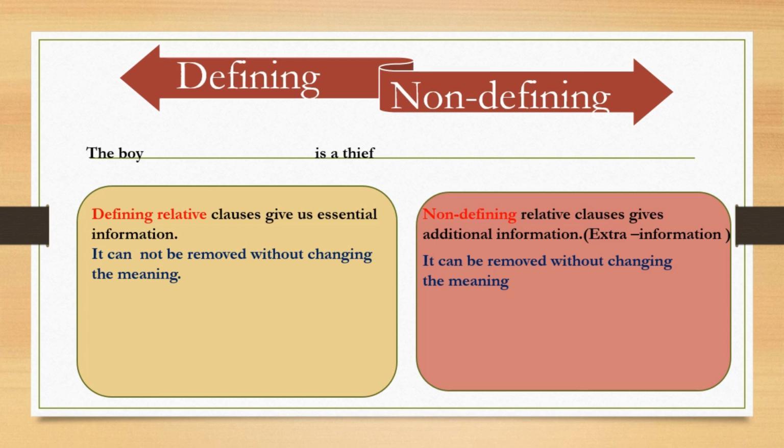Now here, we need a defining relative clause to identify the boy we're talking about. Here it is essential to write who is wearing a red jacket, whereas in a non-defining relative clause, for example Amel is pregnant, we already know whom we're talking about. So who is my best friend is additional information.